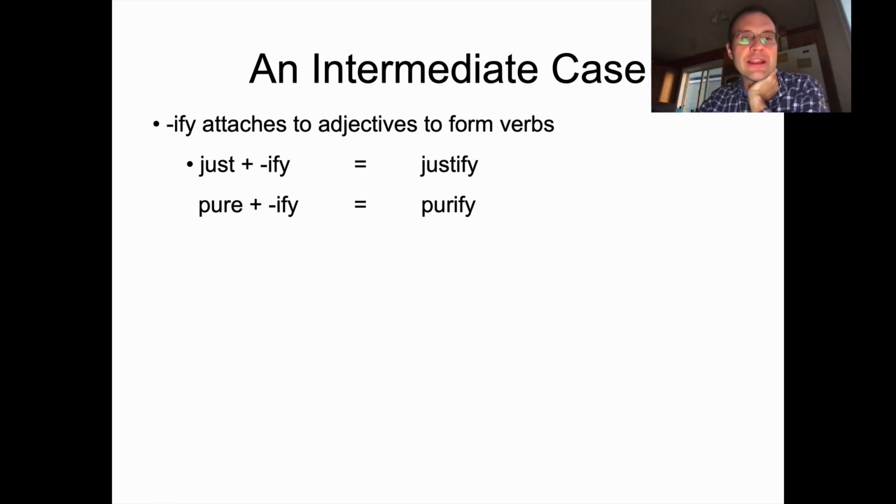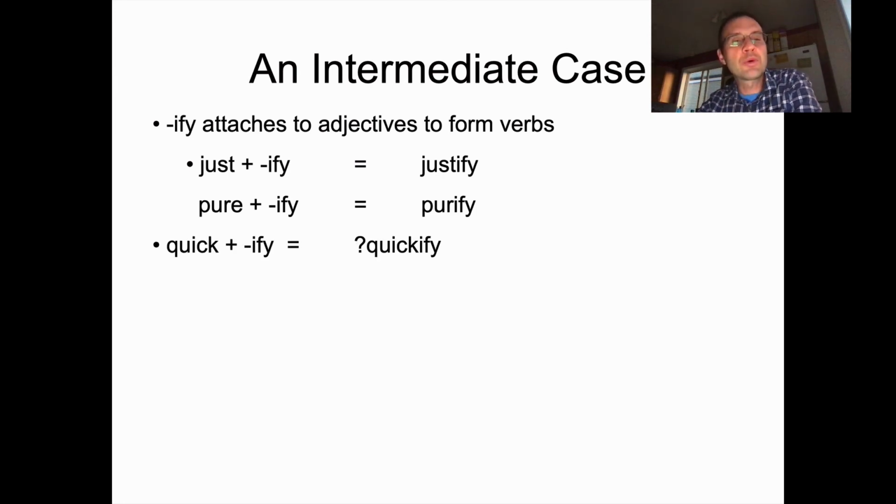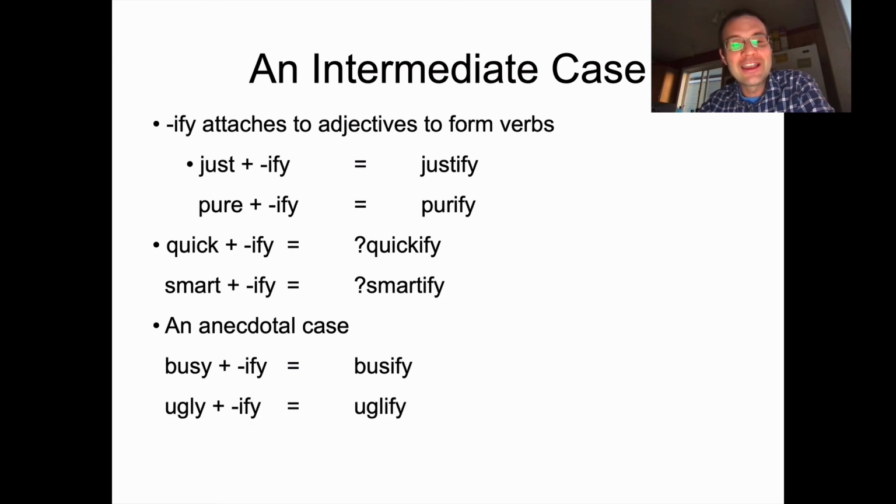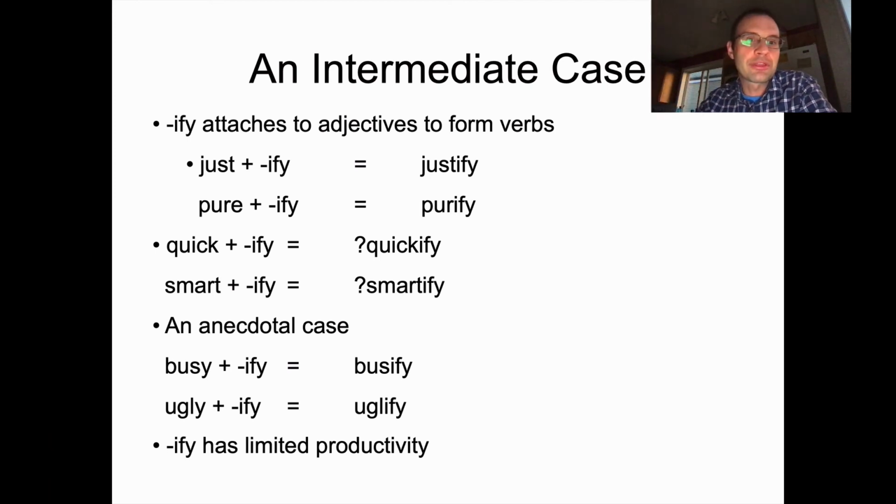Ify is another one. It attaches to adjectives to form verbs, like justify from just or purify from pure. That's okay. Can you use it with quick though? Like quickify, make something more quick? Maybe. Smartify, I'm going to make that person smarter, or smartify them. All right. Bizify is one I've actually heard, which also seems like a stretch, but it's kind of possible. Uglify, that one's I think a legitimate word in the dictionary. I'm not going to look it up at the moment. So this one has some productivity, maybe not as much as ness or able, but more than th for sure.